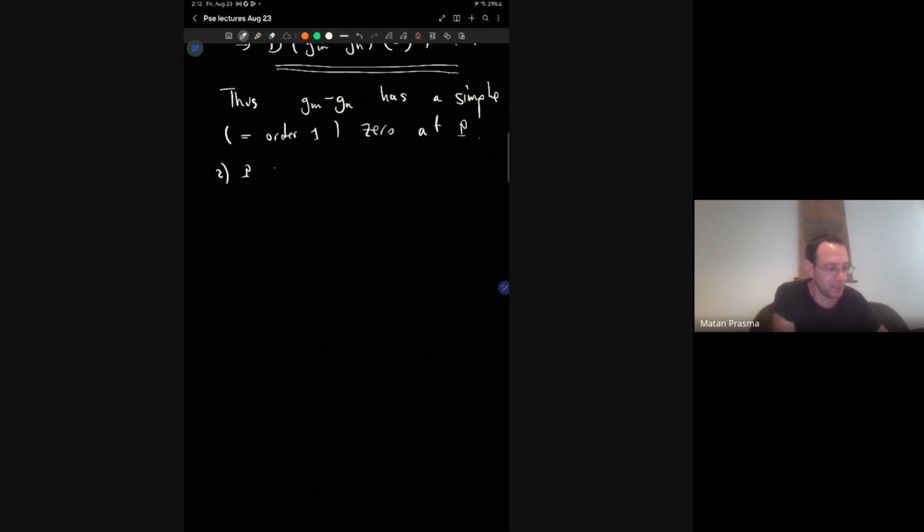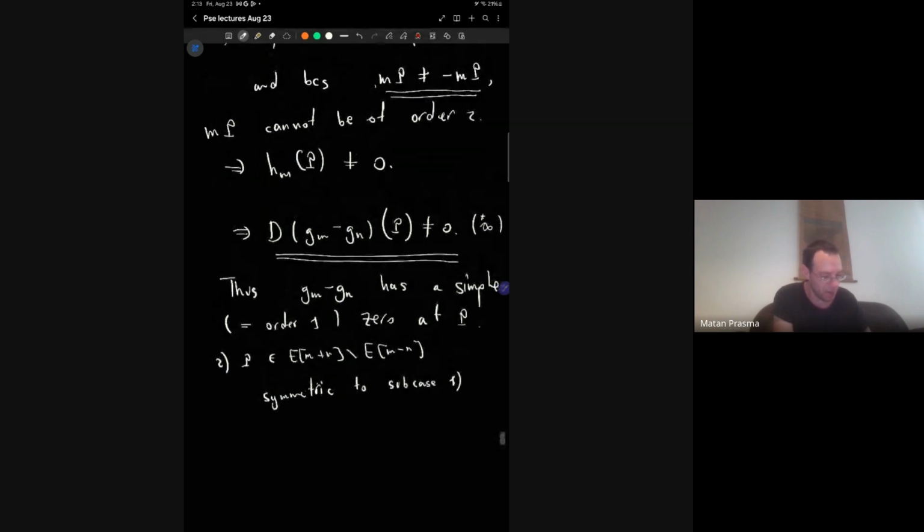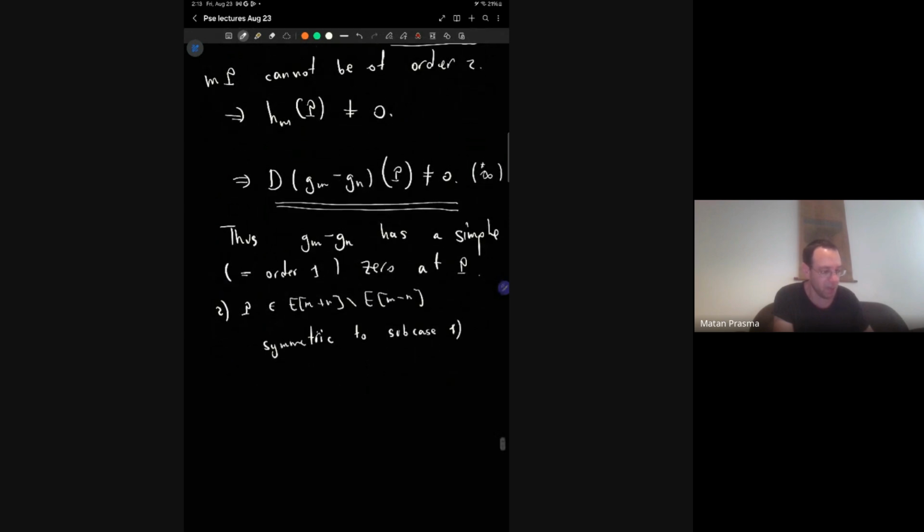The second subcase is that P is in E[m+n], but not in E[m-n]. And this is symmetric to case number one, subcase. Because if you go over the argument in subcase number one, you see that we didn't use anywhere... well, it's just symmetric. I mean, you can do the derivation of g_n minus g_n at this P, and you get the same.